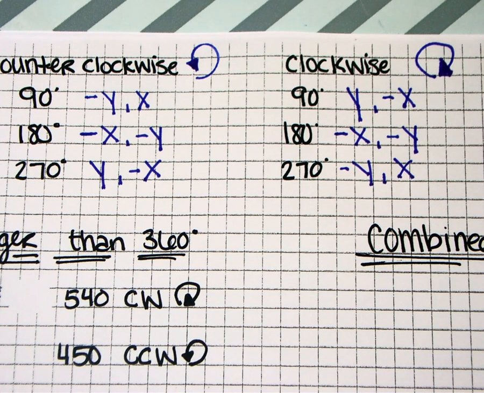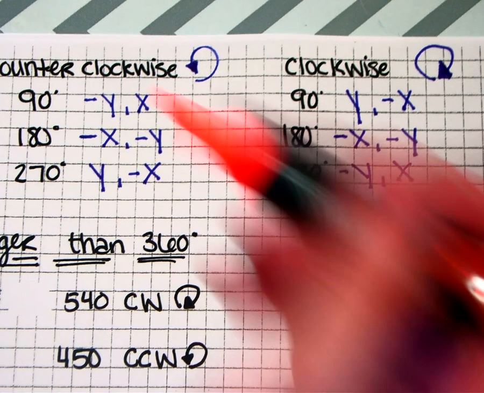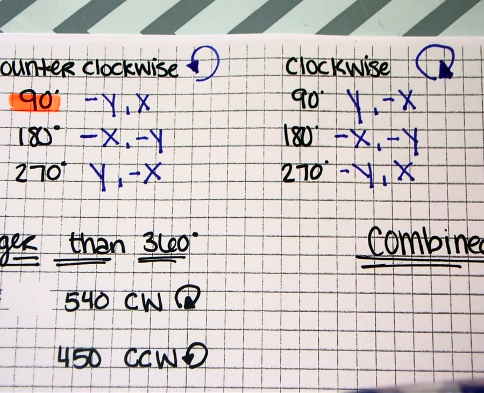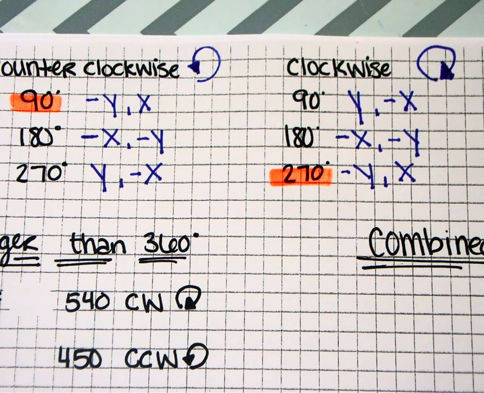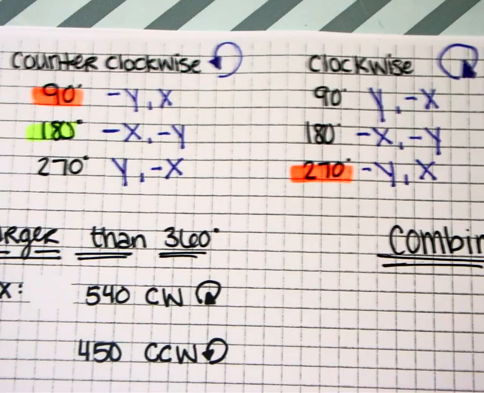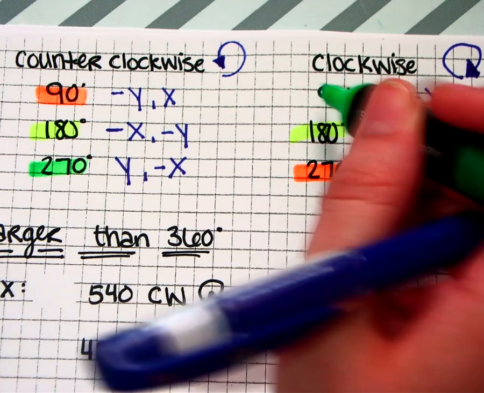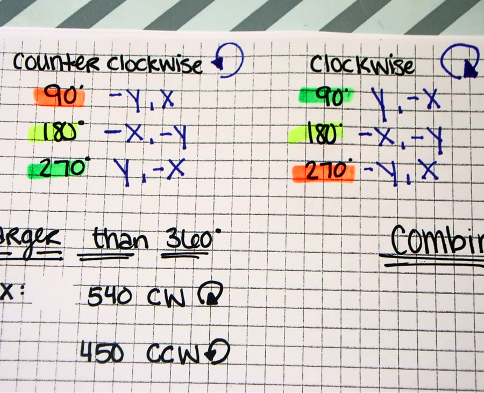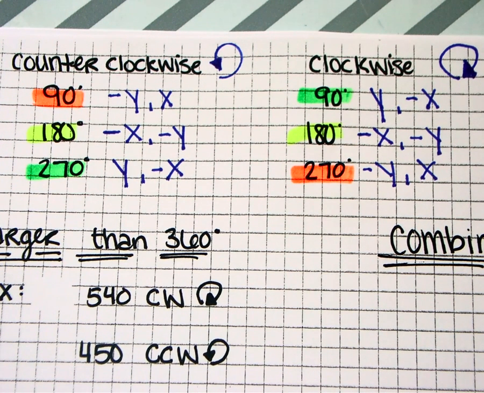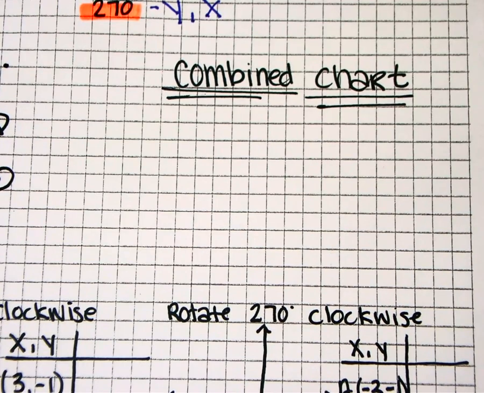Now, looking at this problem, we should notice some similarities here. The counterclockwise 90 is the same as clockwise 270. The 180-degree rule for counterclockwise is the same as clockwise. And lastly, we have our 270-degree counterclockwise rule, and that's the same as 90 degrees clockwise. What that means is we can actually combine these charts together and use them to help memorize all 6 rules in just 3 simple steps. So let's do a combined chart.